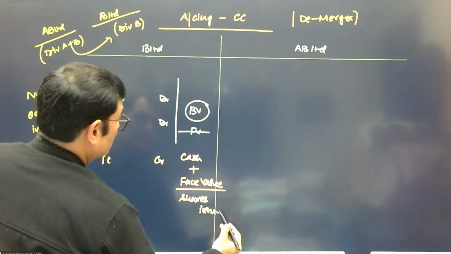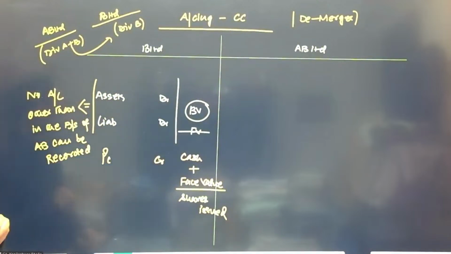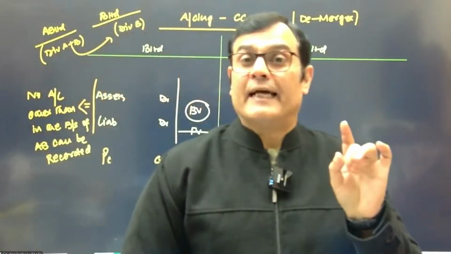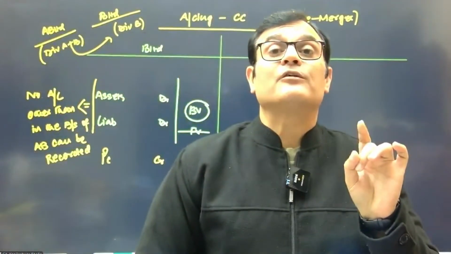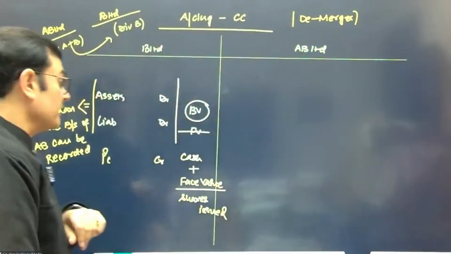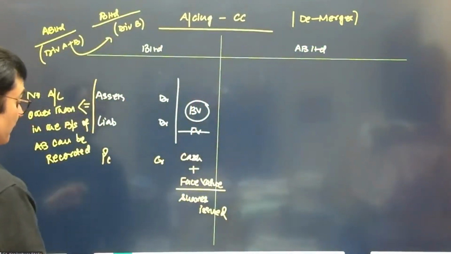You're going to consider the face value of the shares issued. So the purchase consideration is the sum total of the cash and the face value of the shares issued. We're not going to consider the fair value of the shares. We're going to consider only the face value of the shares.